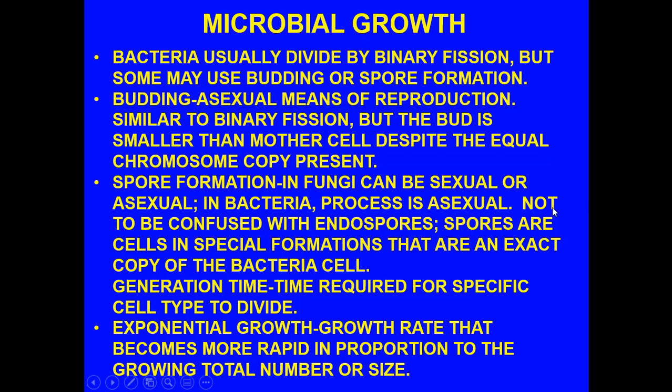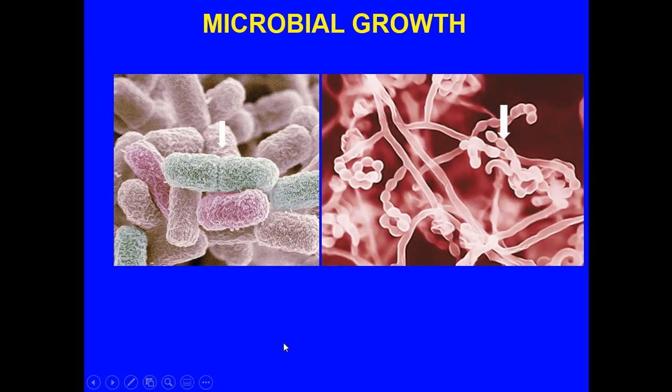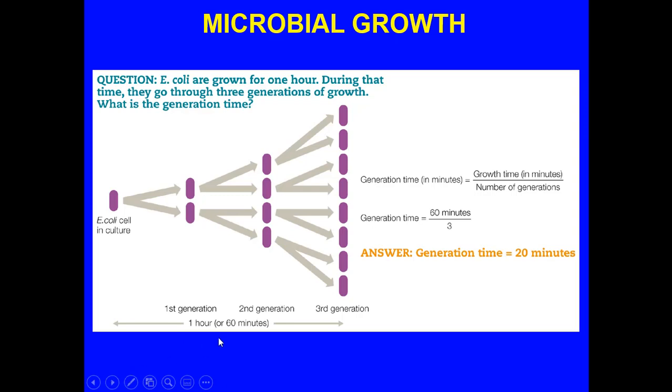Now, exponential growth. This is a growth rate that becomes more rapid in proportion to the growing number or size. Here we have an example of several different cells. This is more sporulation here. This is binary fission. You see the cells equally separating out. Here you do not. Now, as I bring this back to you with this nice chart here, you can see that by the time you get done in 1 hour, you've already hit your third generation. And there are a lot of cells.